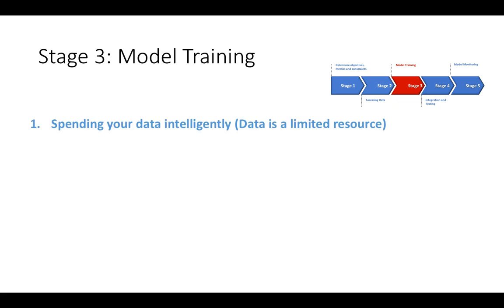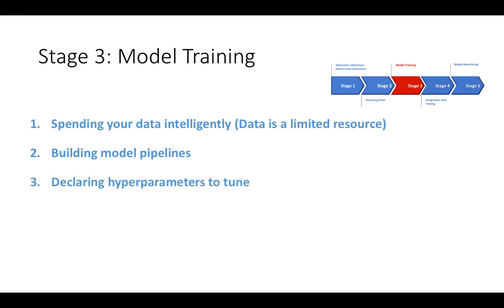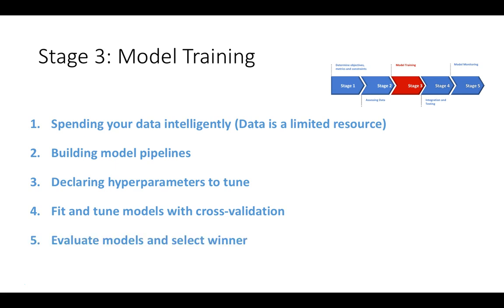The third one is, again, we'll be using some kind of terminology, don't worry. A lot of data is there. Spending your data intelligently is very, very important. Because data is a limited resource, how much data you use for train and test, these decisions are very important. And you also have to build proper model pipelines where all this split of data happens, and describing and declaring the hyperparameters for your overall ML project is extremely important. Fitting and tuning models with cross validation, all these aspects you do as part of your model training. And finally, evaluating a variety of models and selecting winners.